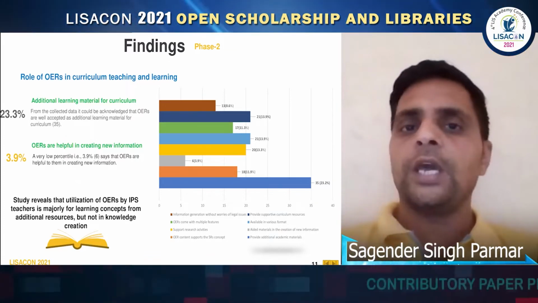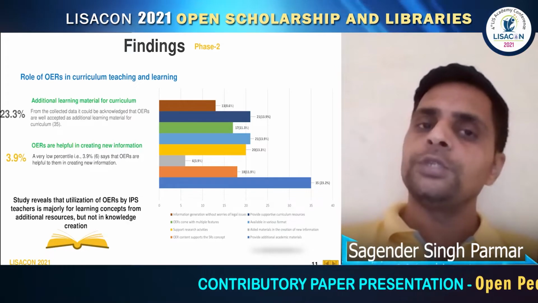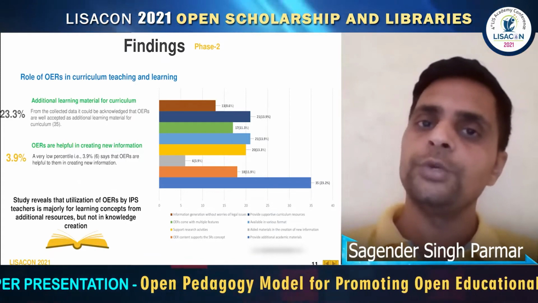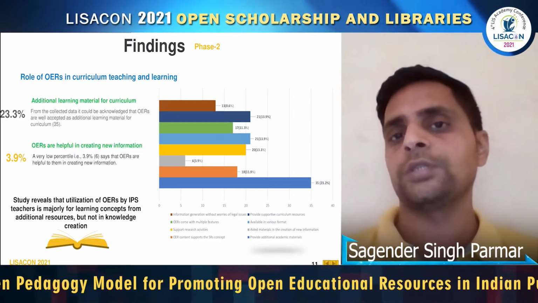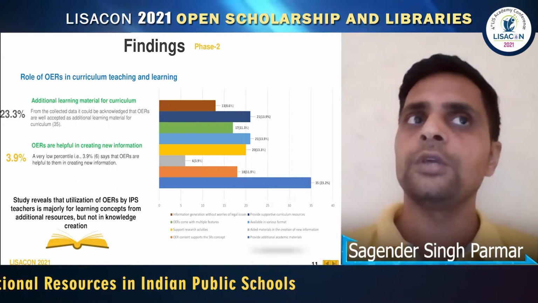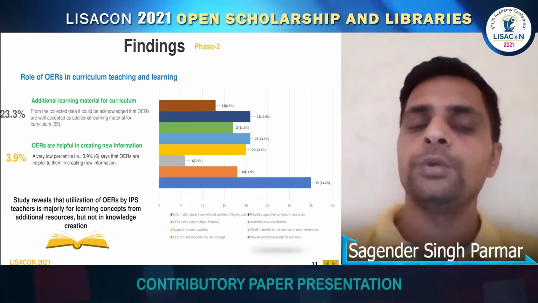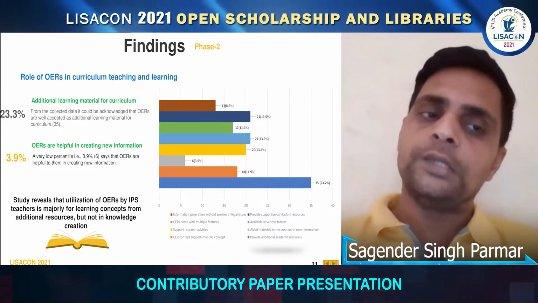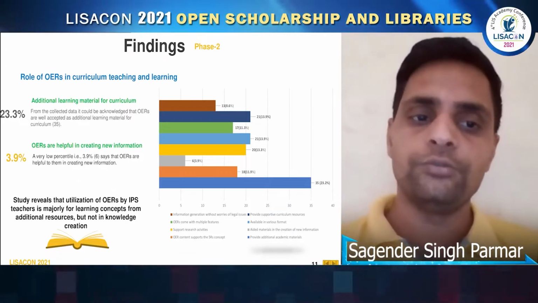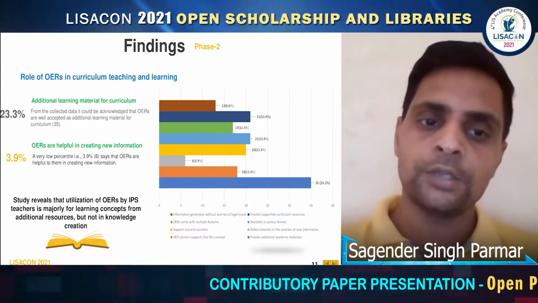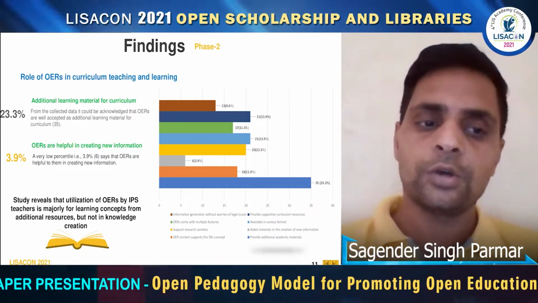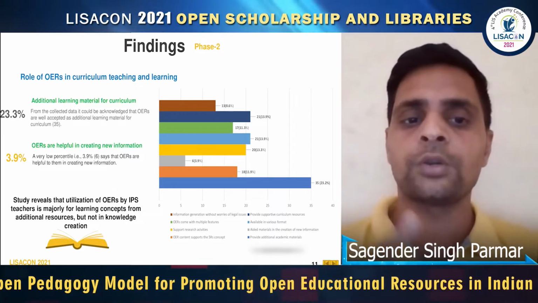So somewhere there is a gap. The teachers are aware of the information, and they are even using it, but they are not creating new information using these OERs, which they refer to when they want to use them for their teaching or classroom activities. It shows that they directly use the open resources in their teaching process, but they are not creating any new information. So this is what the study reveals: the utilization of OERs by Indian public school teachers is majorly only for learning the concept from additional resources, but not for knowledge creation.